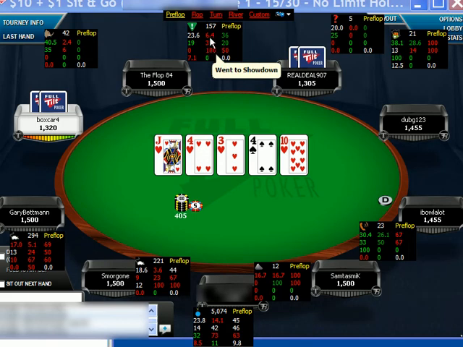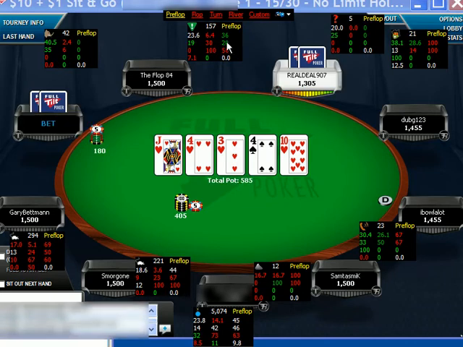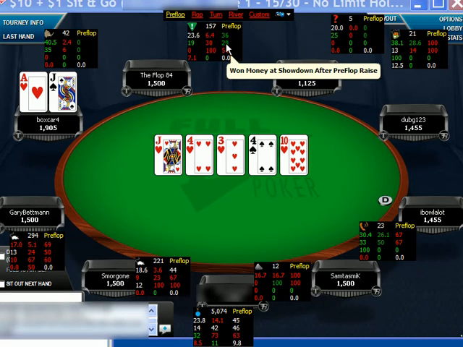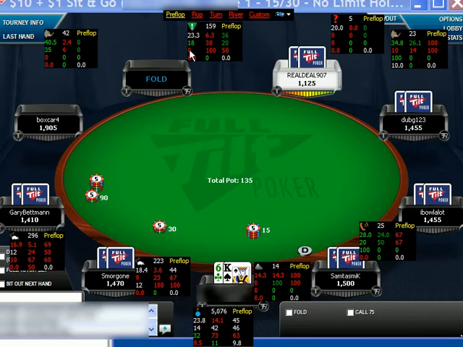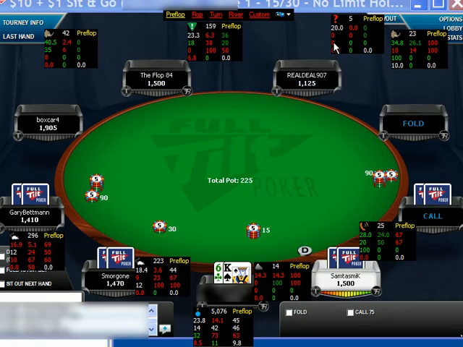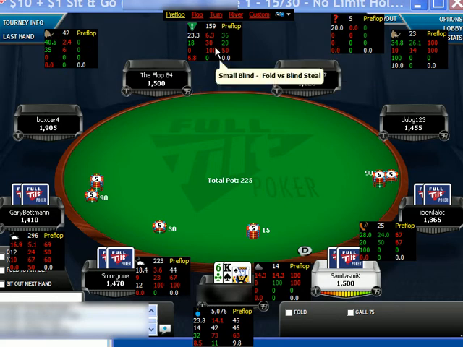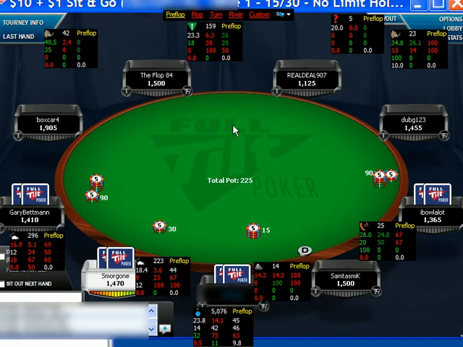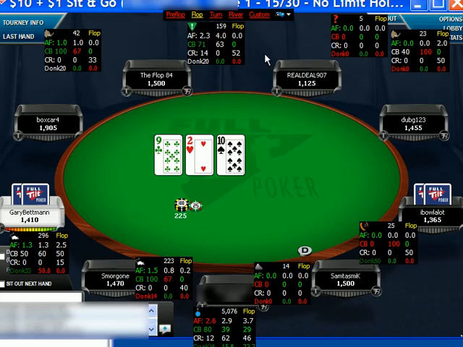No, that's went to showdown. The one above is pre-flop raise. Went to showdown. Won money at showdown after a pre-flop raise. I believe that's steal blinds. Steal blinds. Fold the small blind to a steal. Fold the big blind to a steal. Of course, we just changed streets. Let me zip back here.